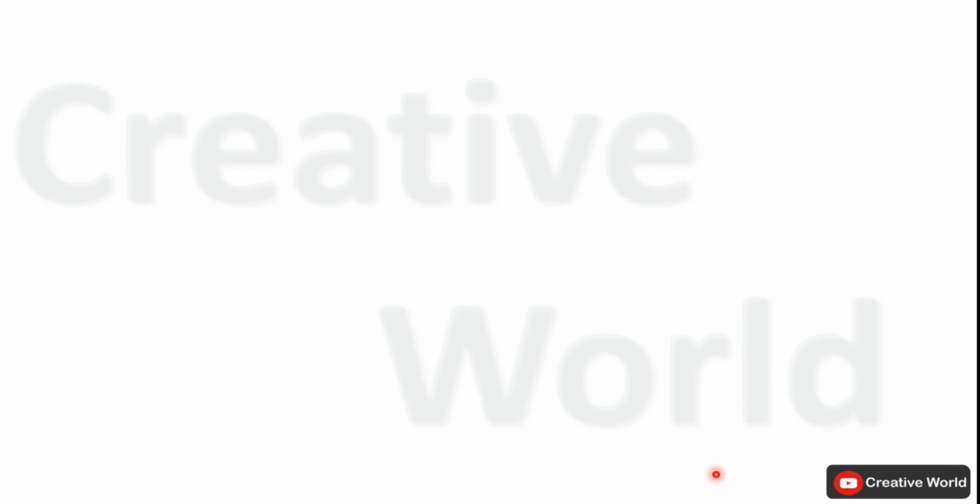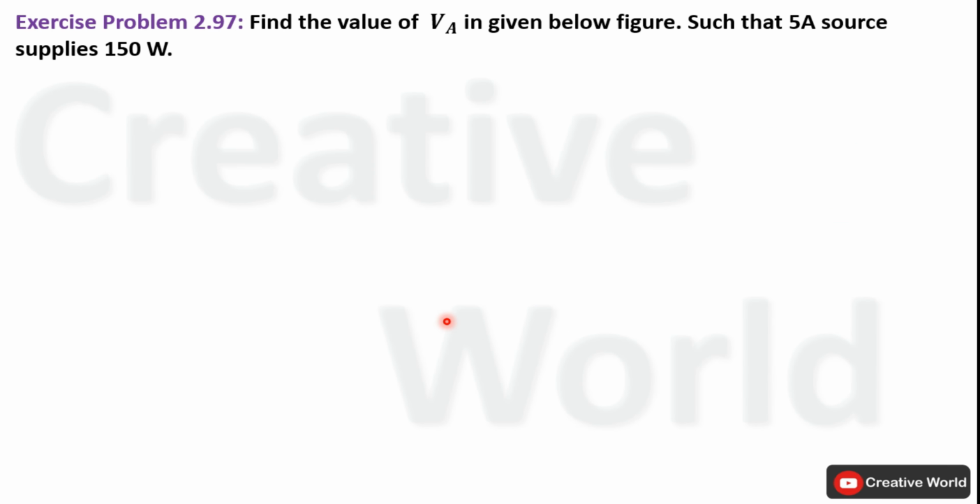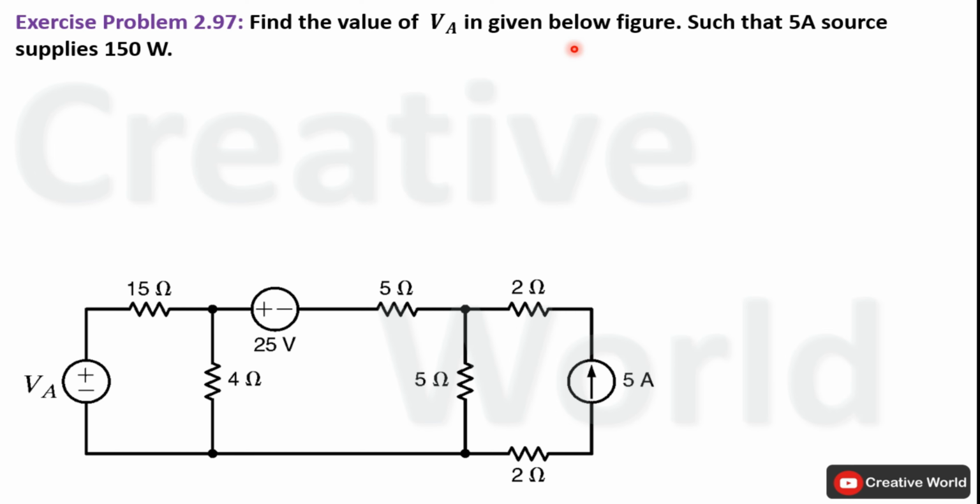Now move towards the problem. Exercise problem number 2.97. Find the value of VA in the given figure, such that the 5 ampere current source supplies power of 150 watt. This is the circuit diagram of the given problem. Inside this network, we have to find the value of voltage across this voltage source labeled as VA. One condition is provided in this scenario: power supplied through this 5 ampere current source is 150 watt.